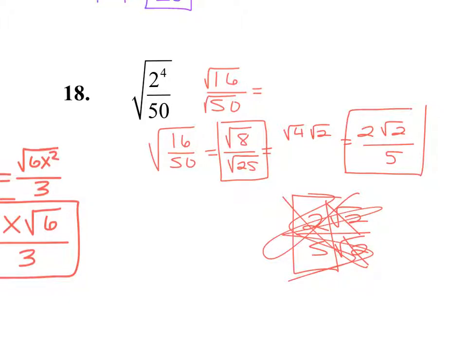Okay, so your back side, there are 18 questions there. Hopefully they go fairly quickly for you. Look for perfect squares, right? Don't leave any radicals in the denominator. You got this.